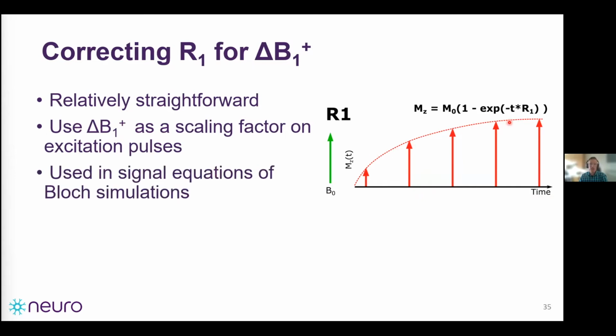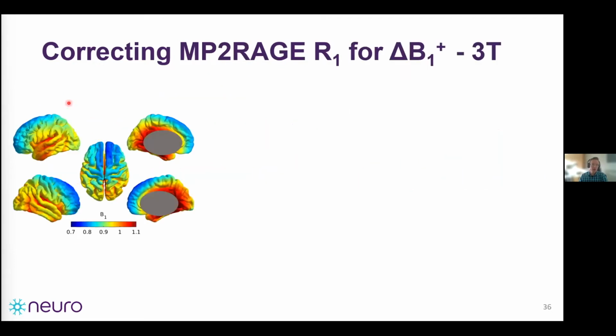So this can either be used in signal equations such as this, or in block simulations if you have a more complex T1 mapping or R1 mapping approach. Using the same MP2RAGE at 3T, I'll show you what that might look like. For MP2RAGE R1, this is a 25 subject average. We have a B1 map that looks like this. Pretty reasonable left-right asymmetry, but we have this darkening region in the medial prefrontal cortex.